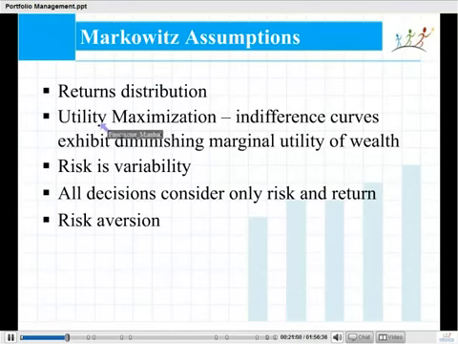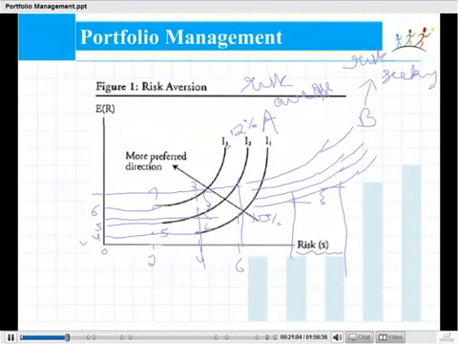All investors exhibit utility maximization. That is, the indifference curves exhibit diminishing marginal utility of wealth. You see that the indifference curves are steep, or the indifference curves are upward sloping. That is, they're not a straight line. The indifference curves are not a straight line. They're not like this. So what does that represent?